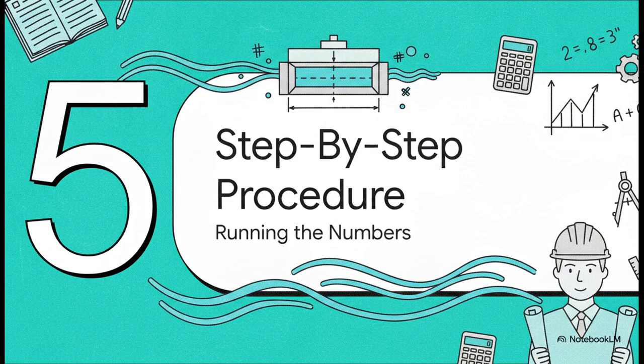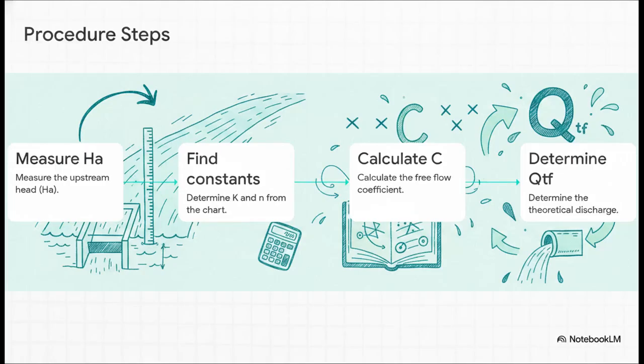Part 5, step-by-step procedure, running the numbers. Grab your notebook because this is how the pros actually run the math on the bench. Step 1, we measure the water depth upstream from the flume throat. This gives us our Ha value, which in our demo came out to 0.203 meters. Step 2, as we just did, we grab our chart constants K and N.